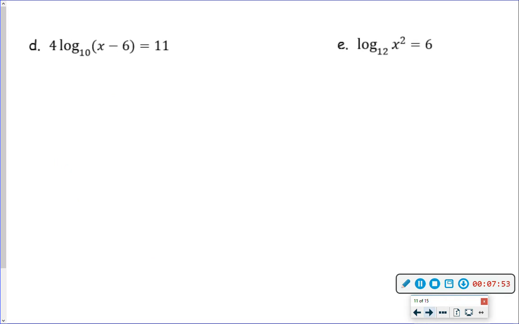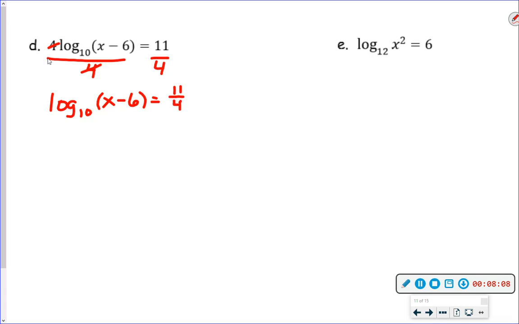All right, let's take a look at d. We do not have the log by itself. We've got the 4 in the front, so I'm going to divide it off. Now, 11 over 4 doesn't divide out to a whole number. I'm just going to leave it. So I've got my single log, 1 log. Now I'm going to convert it into exponential. I'm going to start with the base, raise to the opposite side. We can punch that whole thing into our calculator.